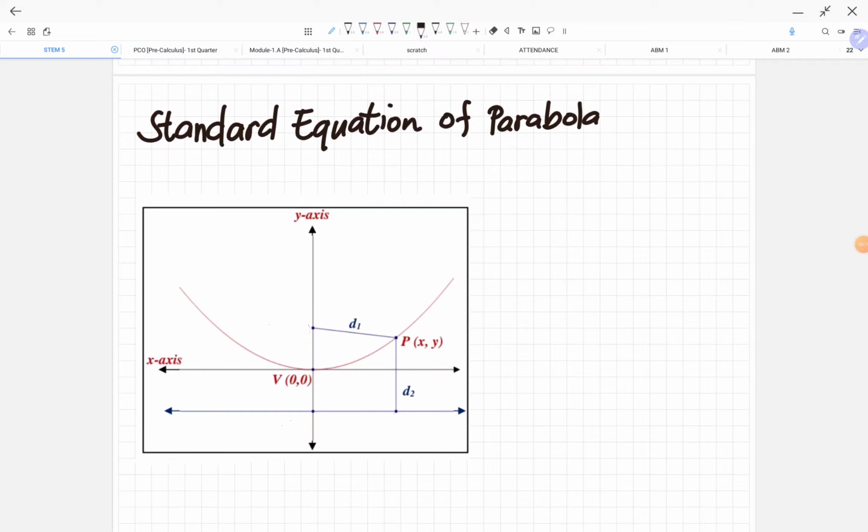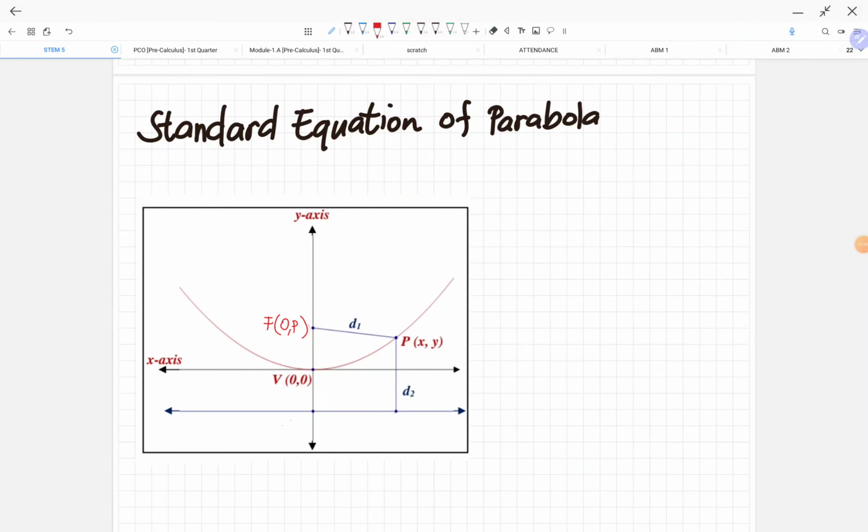that are equidistant to a fixed point and fixed line. So again, we have fixed point called the focus and fixed line called the directrix. So here, we consider first the focus, so F. So let's have F for the focus. And let's consider it as p units above the vertex. So the coordinates of the focus will be (0, p).